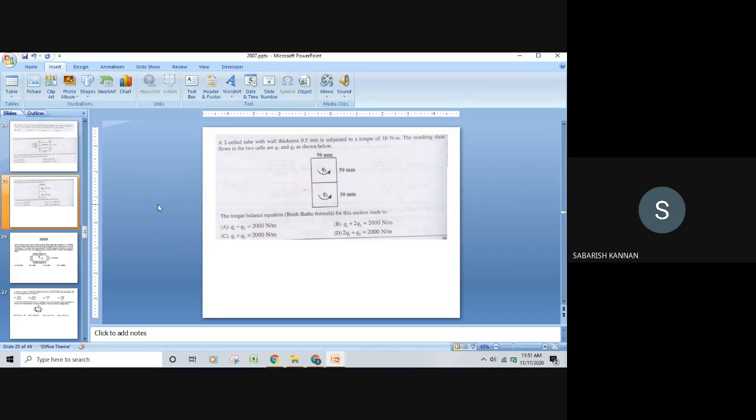We know the formula for multi cell, T equal to 2A1Q1 plus 2A2Q2. Using the formula, we find the value of Q1 minus Q2, that is the shear flow. Q1 minus Q2 is at the center line, between one cell and another cell. In that center line only, the shear flow value is Q1 minus Q2. So we find the Q1 minus Q2 value.